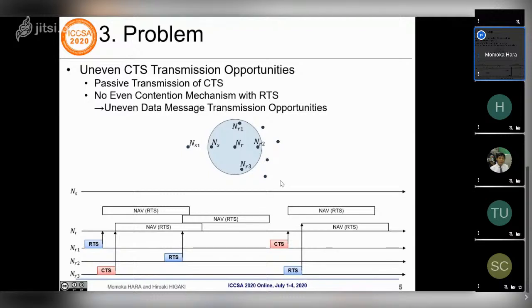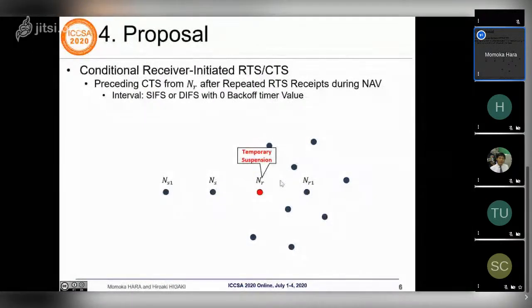For example, as shown in this figure, if there are many neighbor nodes around NR, and these neighbor nodes frequently request data message transmissions, NR is often required to set its NAV. As a result, NS times out without receiving a CTS message from NR, which cannot send back a CTS message due to its NAV settings. Thus, in order to solve these uneven communication opportunities, even opportunities to transmit CTS messages are required.